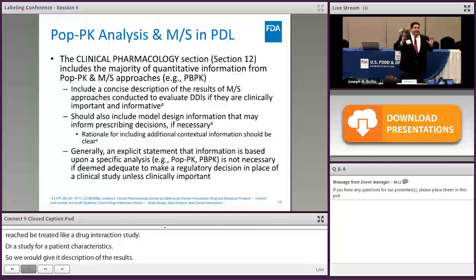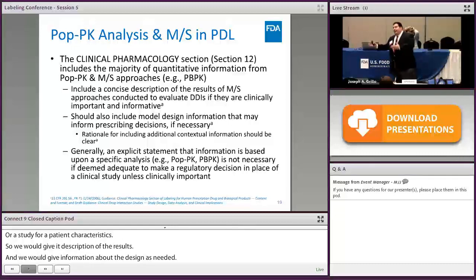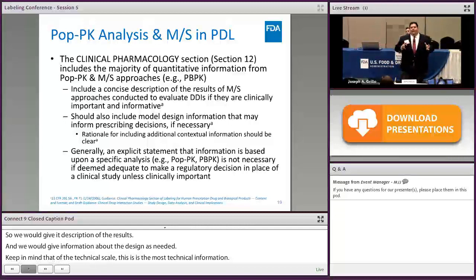Keep in mind that on the technical scale, this is the most technical information. So we have to be sparing in how much information we give, and if we need to give a lot of information on the methodology, then we would have to put it in a way that people can understand. So generally, we don't put a lot of information unless we have to about these things.